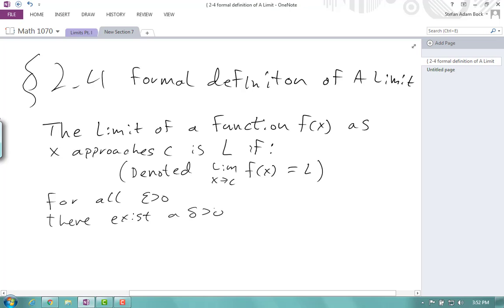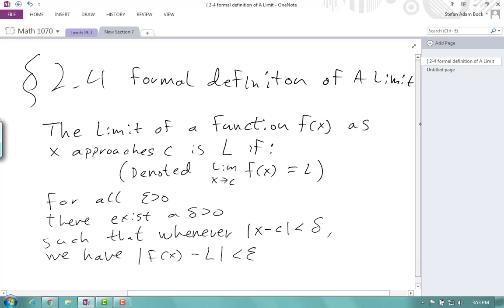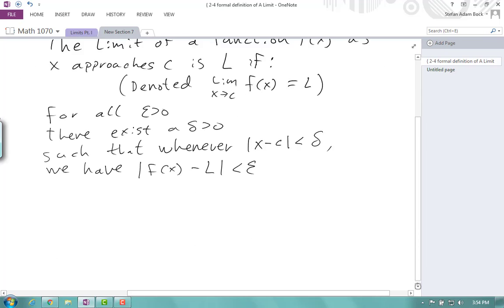Don't blink. So what we have is the limit of a function f of x as x approaches c is a real number L if, for any margin of error epsilon greater than 0, there exists an input tolerance delta greater than 0, so that whenever |x minus c| is less than delta, we have |f of x minus L| is less than epsilon.